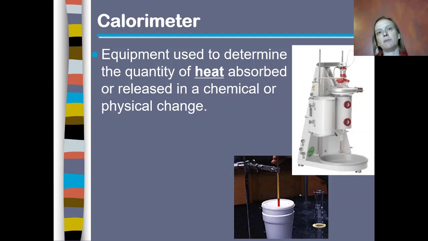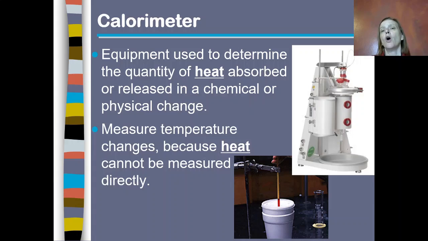A calorimeter is a piece of equipment that scientists use to determine the quantity of heat absorbed or released in a chemical or physical change. Remember, we need to measure temperature changes because heat cannot be measured directly. So we're using temperature change to help us do our calculations. And these pieces of equipment are generally insulated well, like using styrofoam cups, to keep the temperature from changing except due to the reaction or the physical change that is being studied.